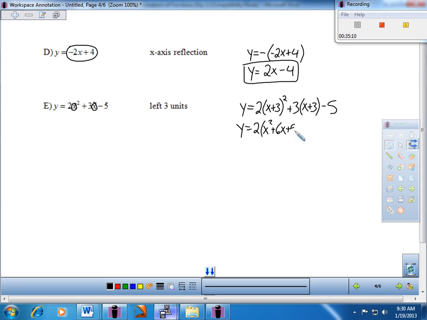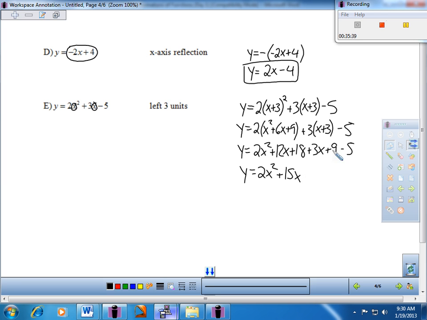So if I FOIL x plus 3 squared out, you end up getting that. So got that. Now I'll really remove all the parentheses. So I'm getting a 2x squared. I'm getting a 12x and an 18, a 3x and a 9, and then a minus 5. And so when all is said and done here, let's count them all up. I have a 2x squared. How about a 15x? And I'm seeing a 22 when all's said and done. 18 and 9, and then take away the 5.